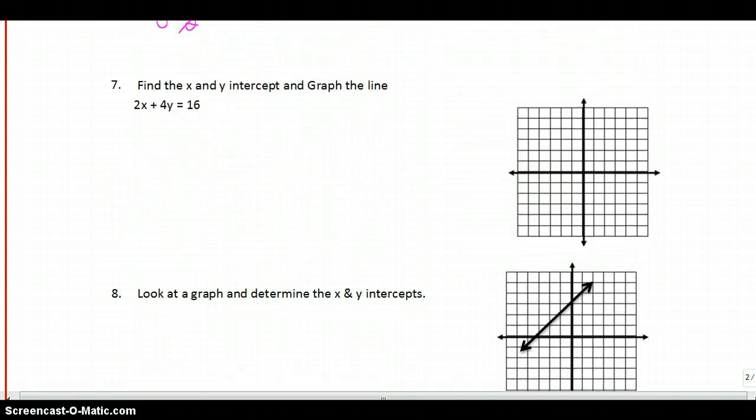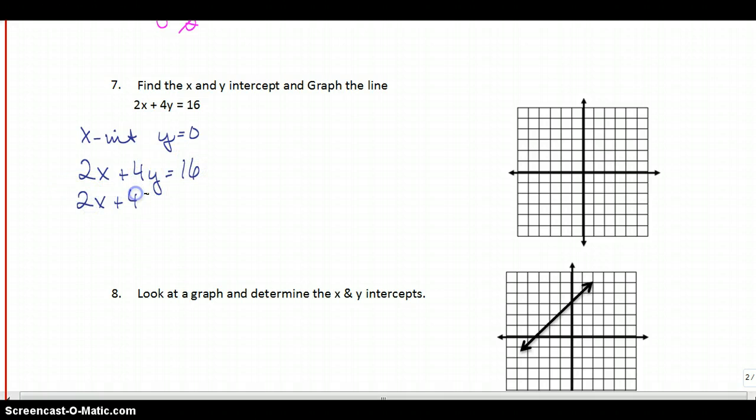Okay, find the x and y intercept and graph the line. This is just like the homework from section 4.3. Remember, I want you to go ahead and label it. So for my x-intercept, I'm going to let y equal 0. I've got 2x plus 4y is equal to 16.